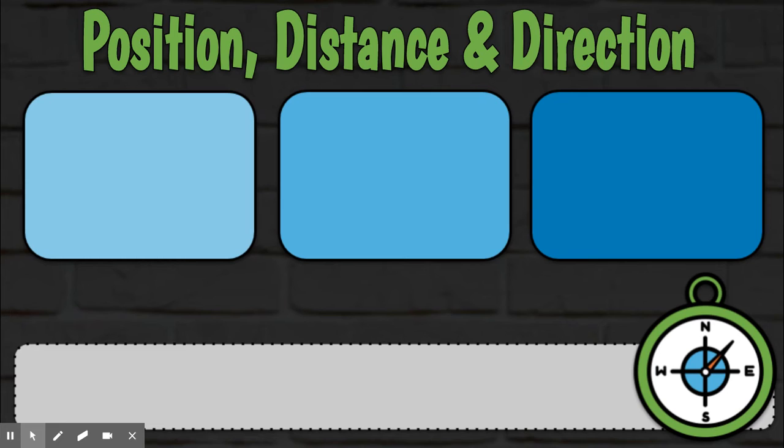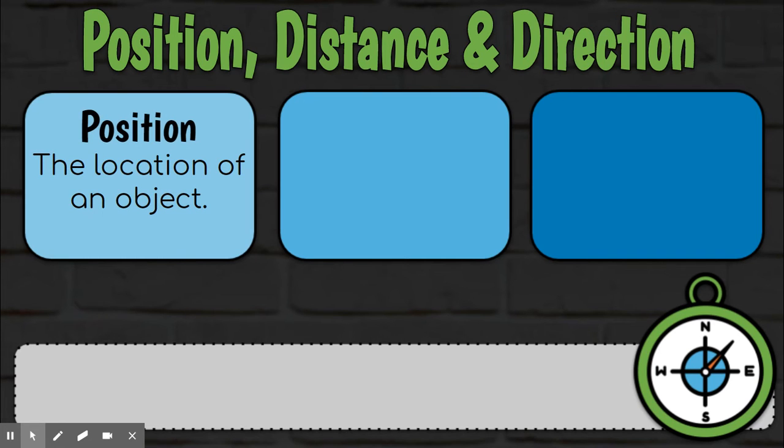So position, distance, and direction. Position is the location of an object. So on Tuesday's assignment for your vocab on the Monday part, position is actually one of your vocab words.